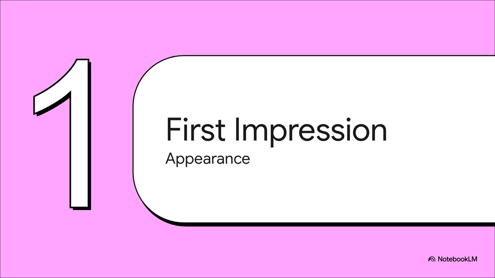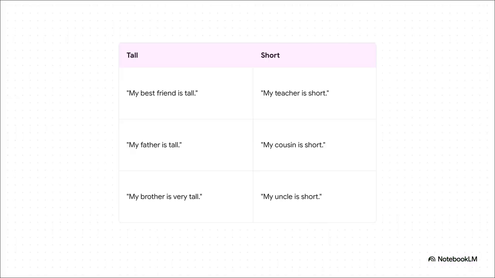The first layer of our portrait is all about the physical stuff, the immediate details that create that all-important first impression. And what's really interesting is how we kick things off with these simple opposites. Before we get into all the nitty-gritty details, our brain just grabs the basics. Are they tall or are they short? It's like the first big, broad stroke of the paintbrush.